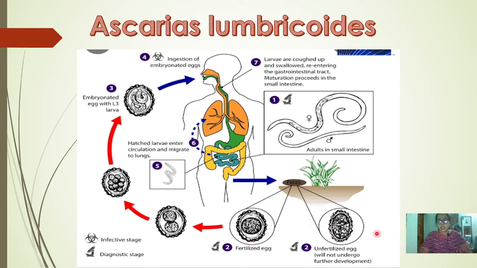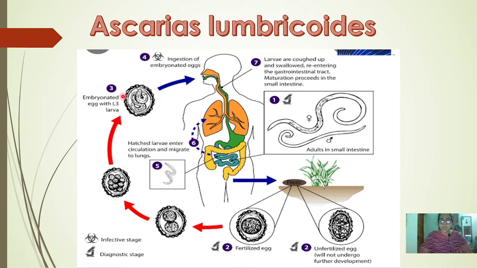The unfertilized egg will not undergo further development, it will perish. But if suitable conditions are favorable, then the eggs become fertilized and fully developed, and they undergo different molting stages. You can see a symbol given here, these are the diagnostic stages, meaning by this stage you can diagnose in the lab, you can see them. While they divide, that is 2 cell, 3 cell, 4 cell, 8 cell, finally they come to a stage known as the L3 larva stage, and this L3 larva stage is the infective stage.